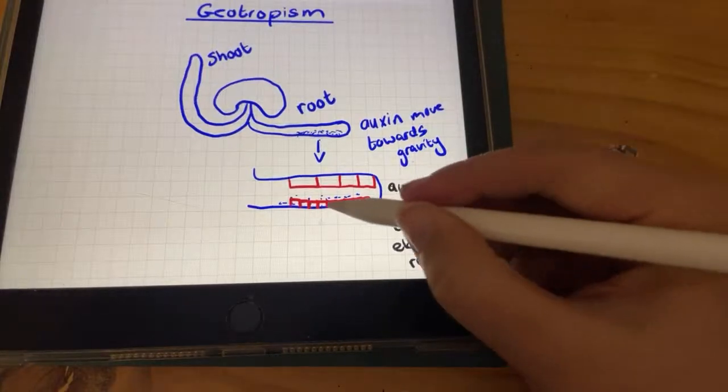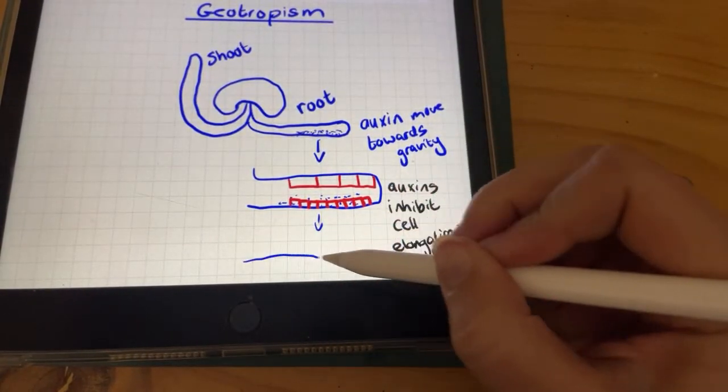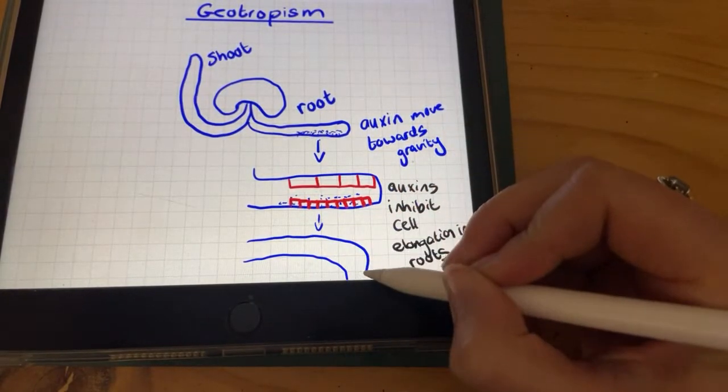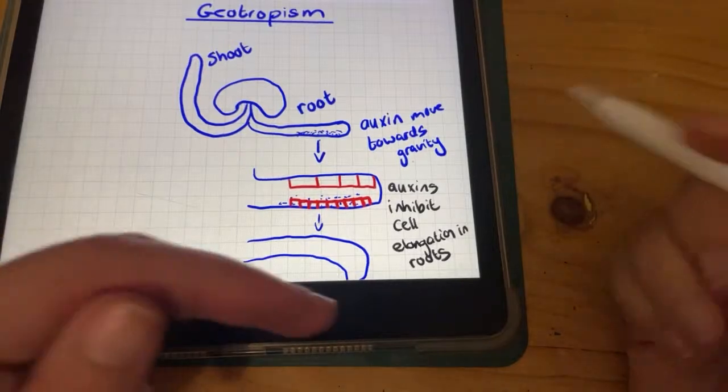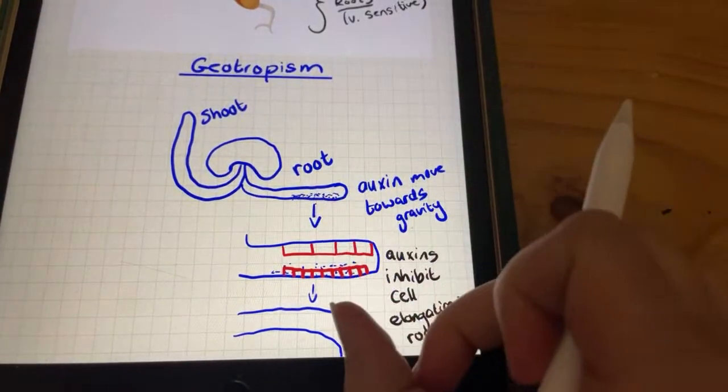So what is the final outcome? We end up having a root that will bend downwards, right? So it bends downwards. Okay, so if we were to draw it up on here, you would just have an extension of the root going down.